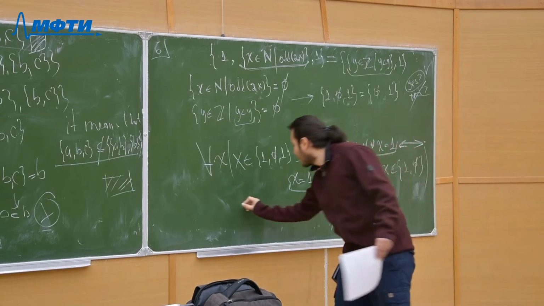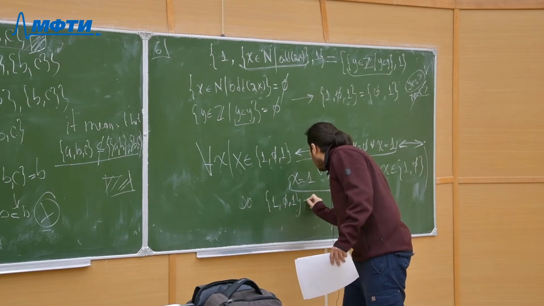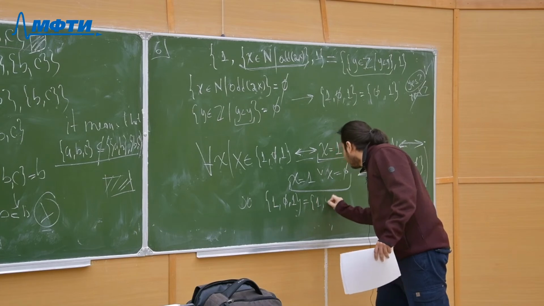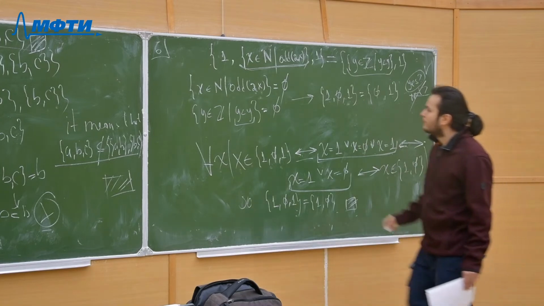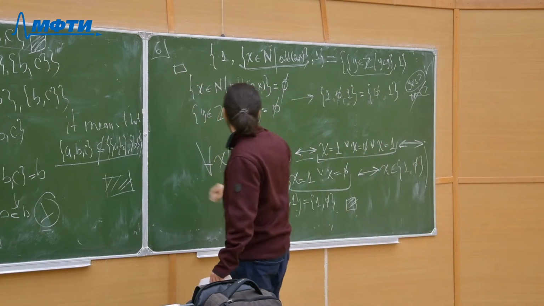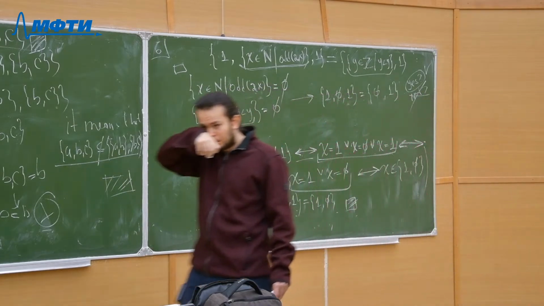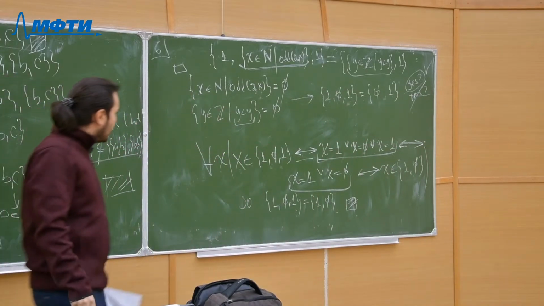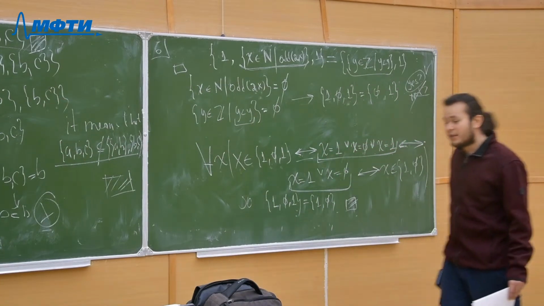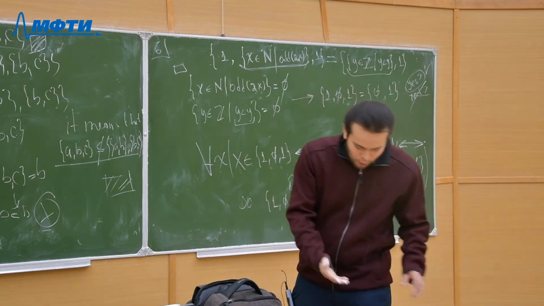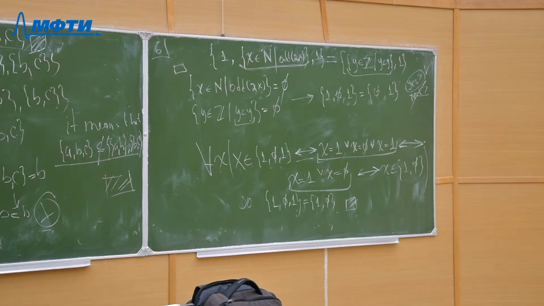So this set is equal to this set. We'll finish the proof. Okay, I hope everything is clear here. Yeah, that's it for number 6. Now we can proceed with number 7. Let's do it over here.